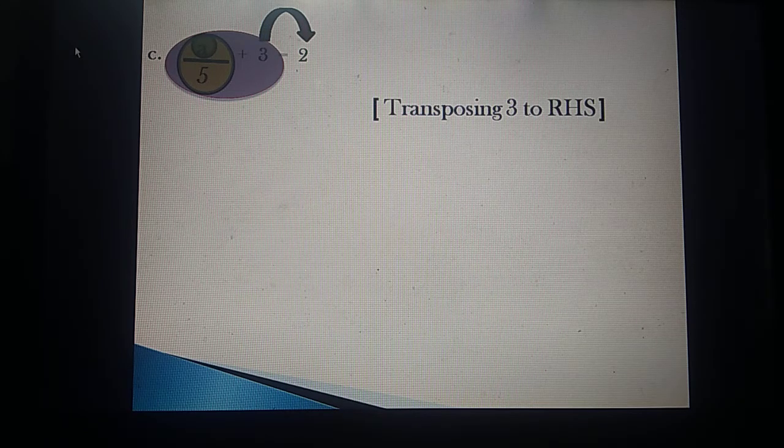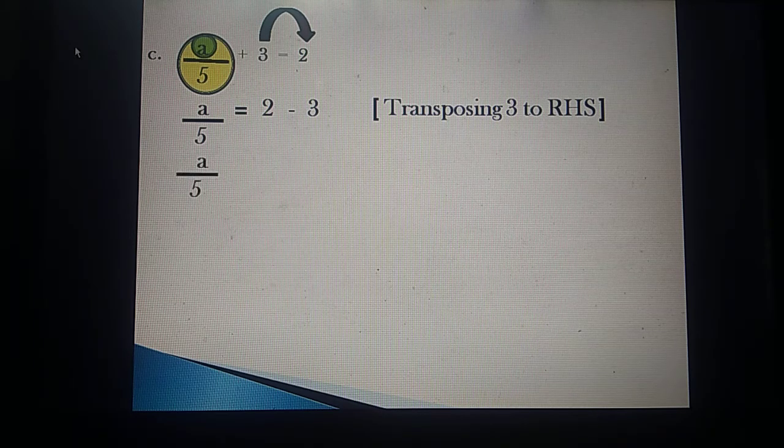Next, again start highlighting the variable, then its coefficient and then the constant on the same side. Now here we will shift 3 first, transposing 3 to the RHS. First a by 5 as it is. Now RHS as it is. Now the new part which is coming to the RHS is minus 3. We can see here we are changing the sign. Now solving the right hand side, what will we get? Different signs and we will subtract. The answer will have the sign of the greater value. So we will have minus 1 here.